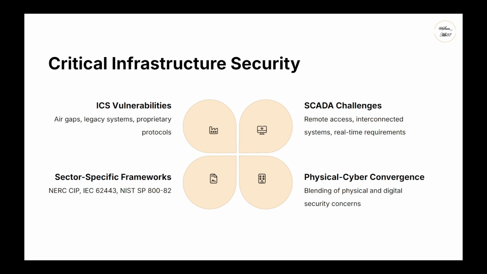Lastly, there is a growing focus on physical-cyber convergence, recognizing that physical and digital security are increasingly intertwined. A cyber attack on a control system can have real-world consequences, such as shutting down a power grid or disrupting power or water treatment facilities. And effective security must consider both dimensions together.